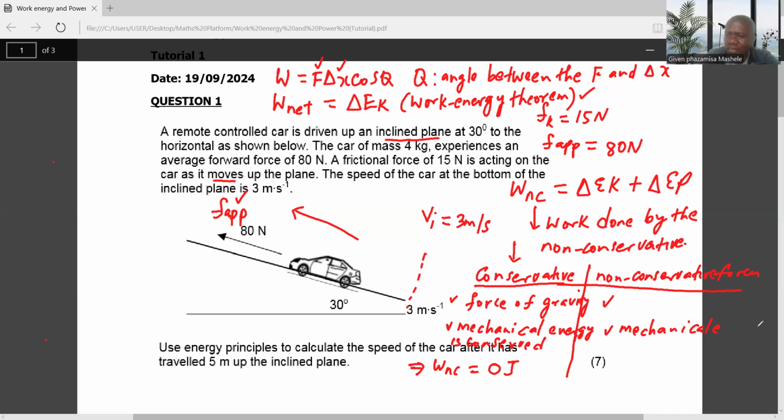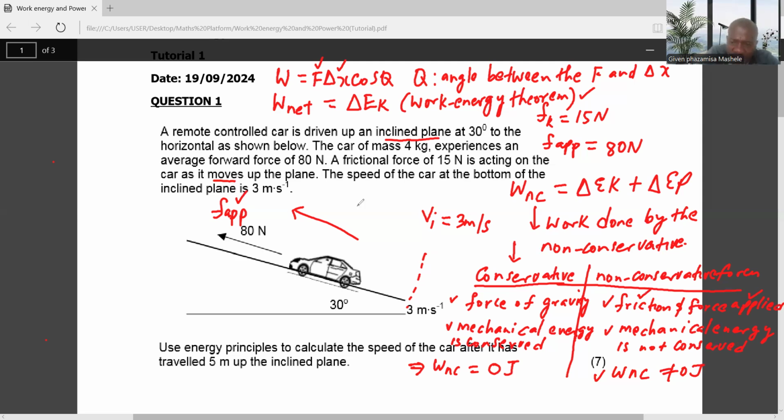Mechanical energy is not conserved. So it means mechanical energy before and after is no longer the same, which means that the work done by the non-conservative force is not zero this time around. Most examples of non-conservative force are friction, and force applied, even tension also. It's an example of a non-conservative force.